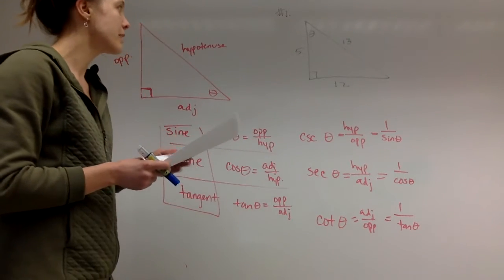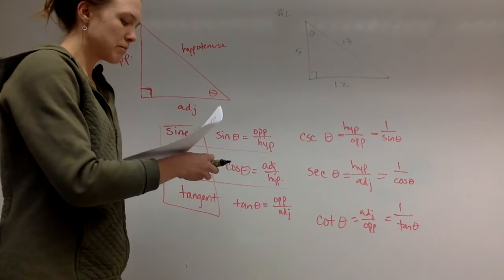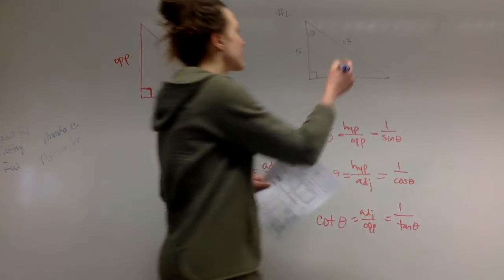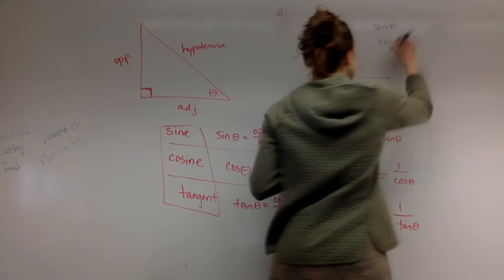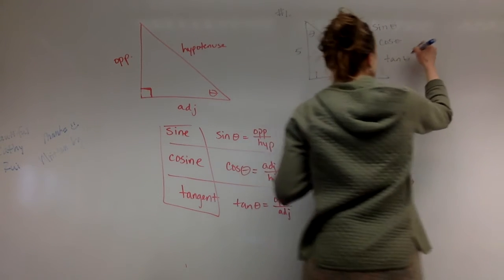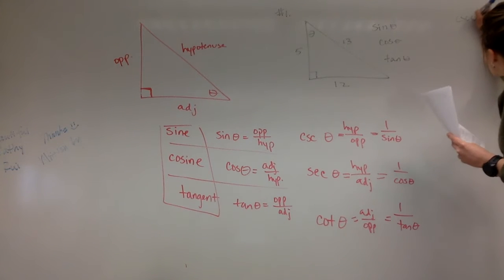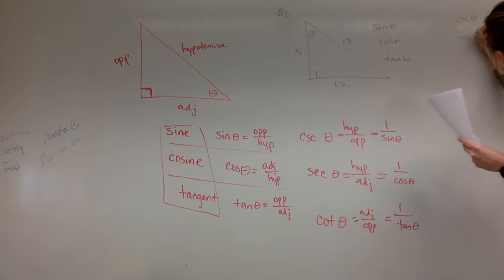All right, so for this one, it simply wants me to fill out the 6 trig ratios. So I've got sine theta, cosine theta, tan theta, cosecant theta, secant theta, and cotangent theta.